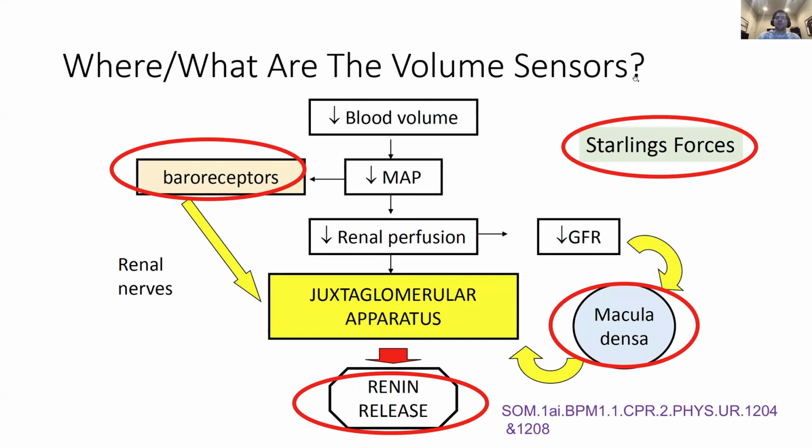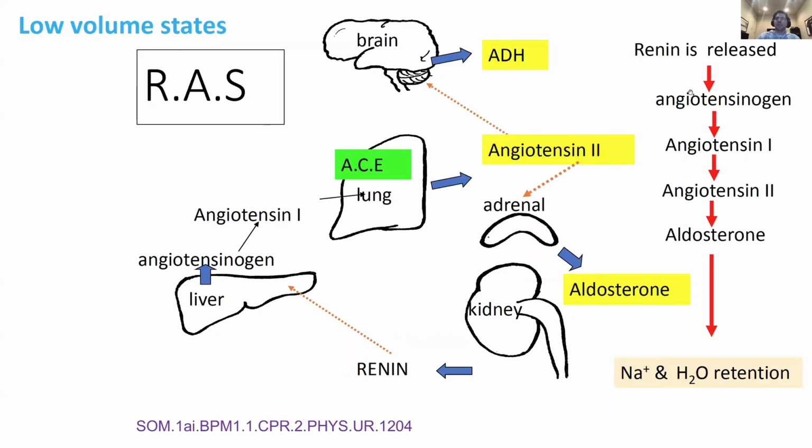So, right, the volume sensors: you have baroreceptors that are going to help recognize low blood pressure. The Starling's forces are going to come into play as well if there's a lot of hydrostatic pressure involved. And then the macula densa is going to regulate sodium. So all these come together and can help with that RAAS system to help regulate blood volume, or excuse me, increase your blood volume, because these are activated by a decreased blood volume. So again, this is more of the same.